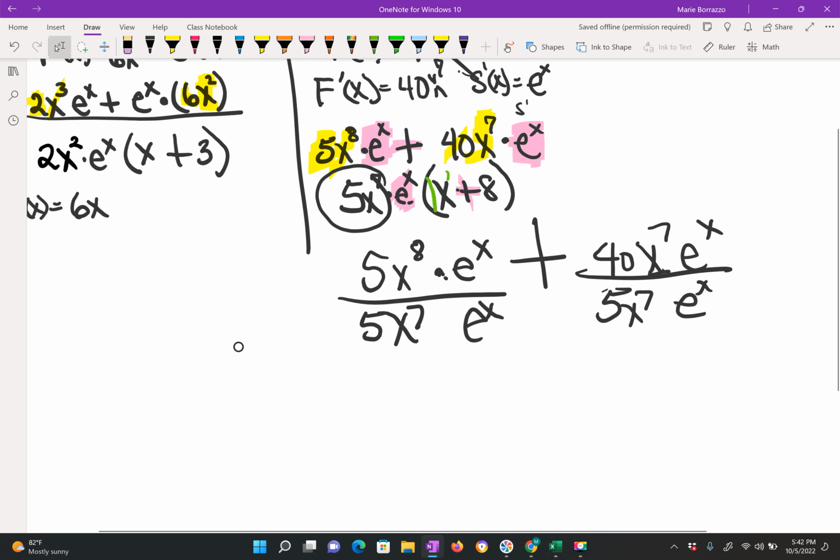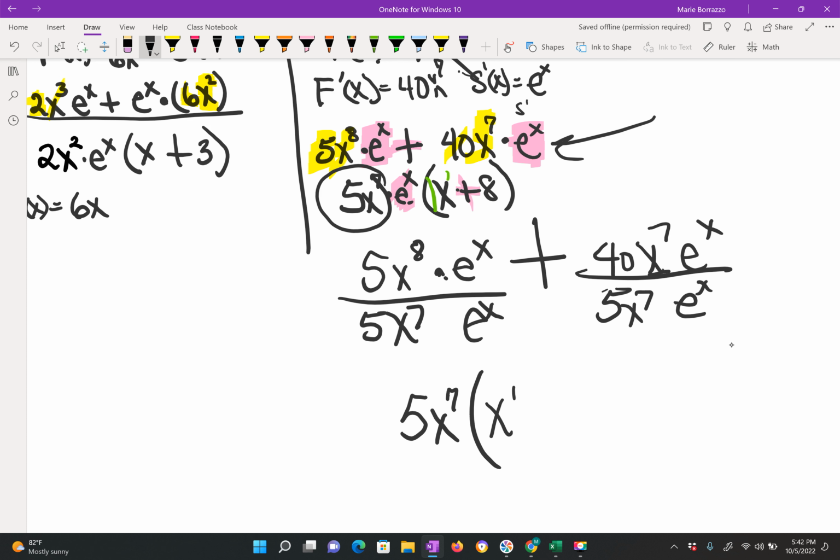So if we do the math, if I take out 5x to the 7th, the way you need to start thinking about this is, go back here. 5x to the 7th times what is going to give me 5x to the 8th? I'm missing the e to the x because I took it out, so I'm going to put it back here. So it also got taken out.